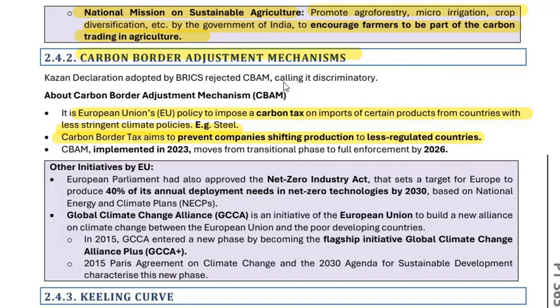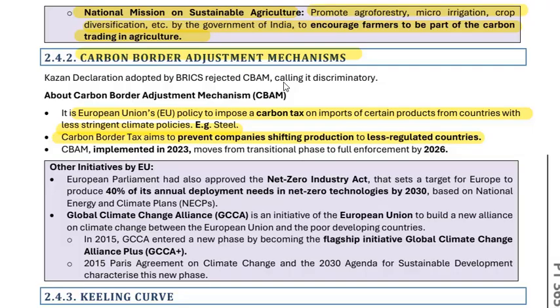If something is imported into the European Union, the purpose is to equalize the carbon prices between the domestic European Union products, which actually pay for the emissions under the European Union emission trading system, and the imported products. It actually aims to prevent companies from relocating production to countries with less climate regulation. That is actually carbon leakage.